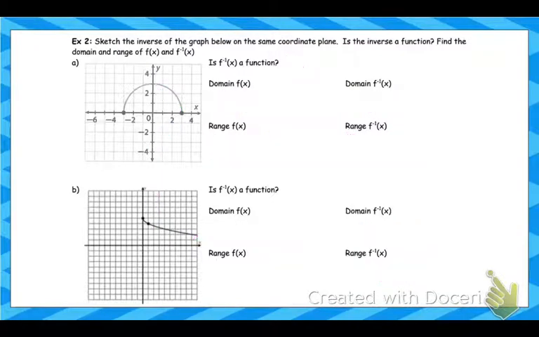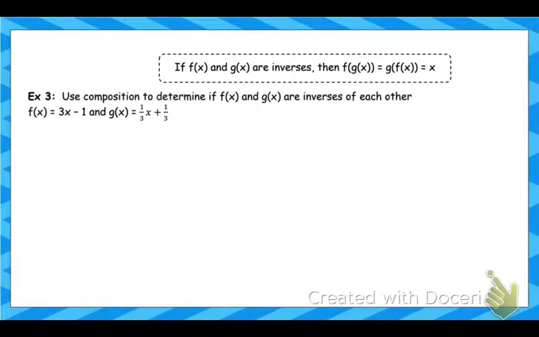All right, so now we're going to look at how this relates with composition. Composition can actually be used to prove whether or not two functions are inverses. The way we would know that they're inverses by composition, we're going to do f of g of x, then we're also going to do g of f of x. And if both of those answers simplify all the way to just x, then those functions are inverses of each other. So let's go ahead and try this one.